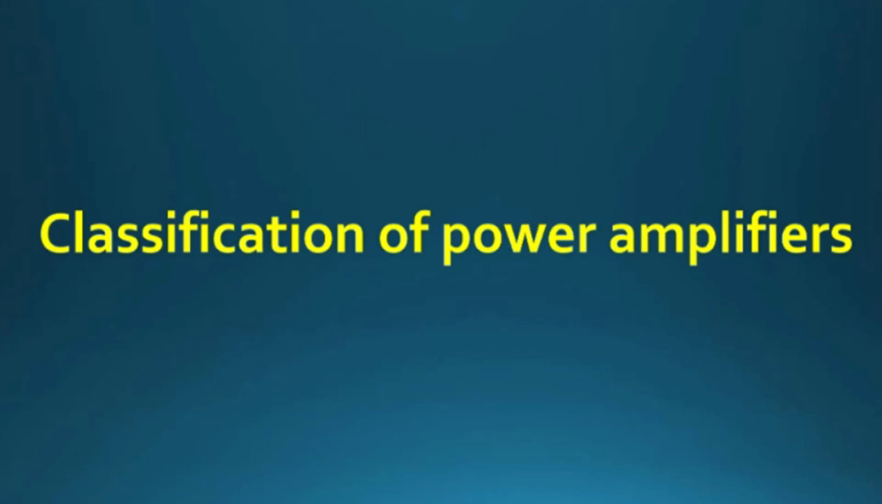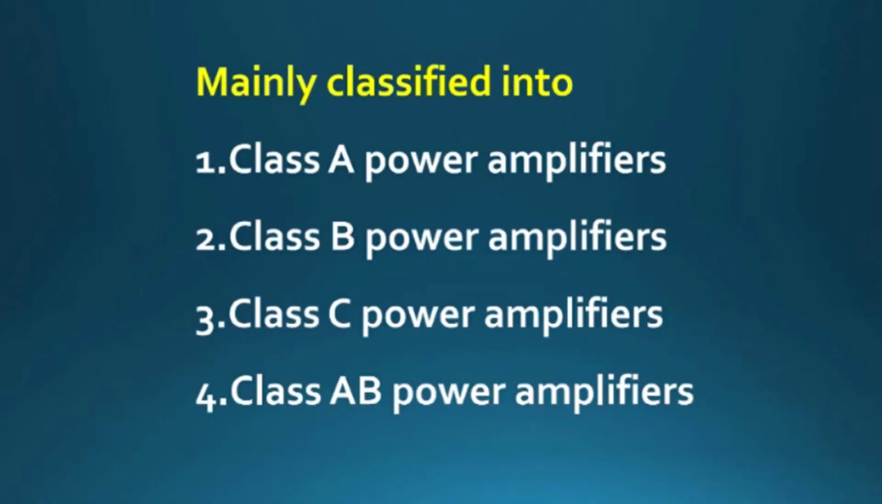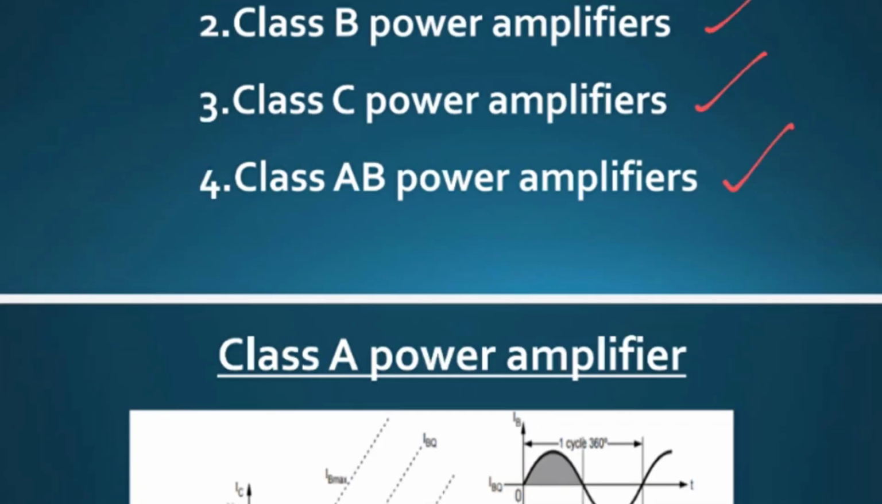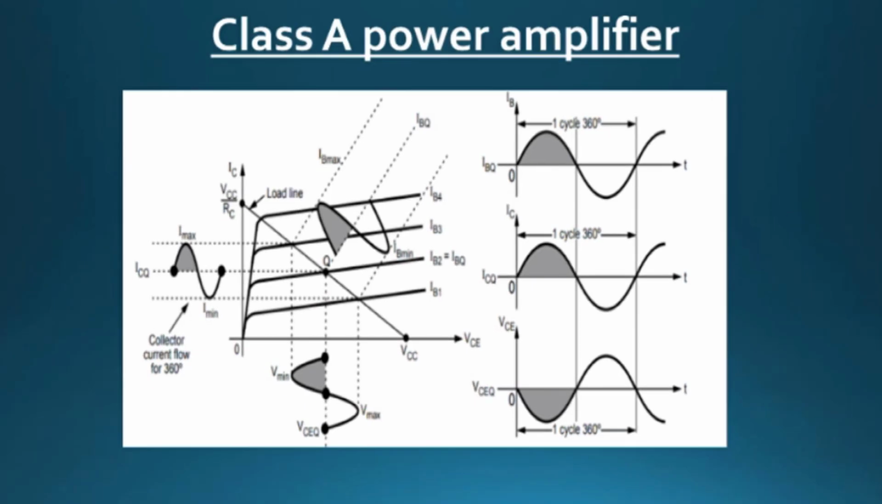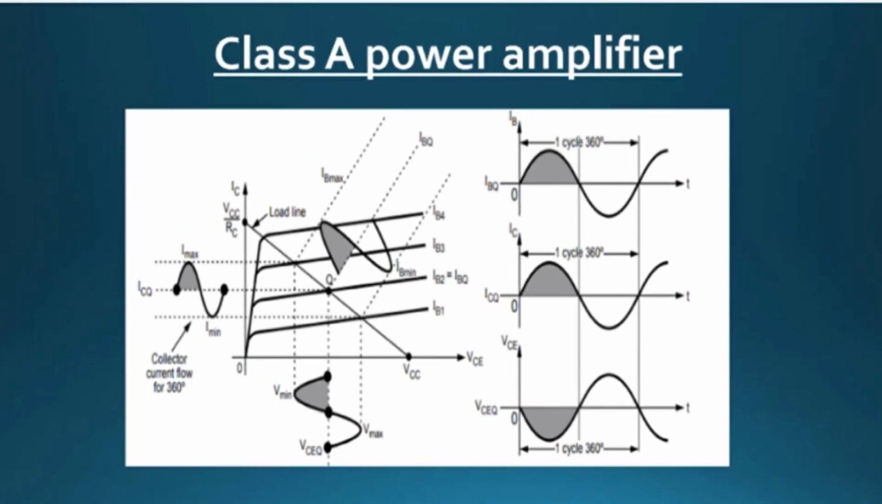Depending on the position of the operating point, there are different classes for power amplifiers. Power amplifiers are mainly classified into Class A power amplifiers, Class B power amplifiers, Class C power amplifiers and Class AB power amplifiers. This classification depends on the position of the operating point. Now, coming to the Class A power amplifier.